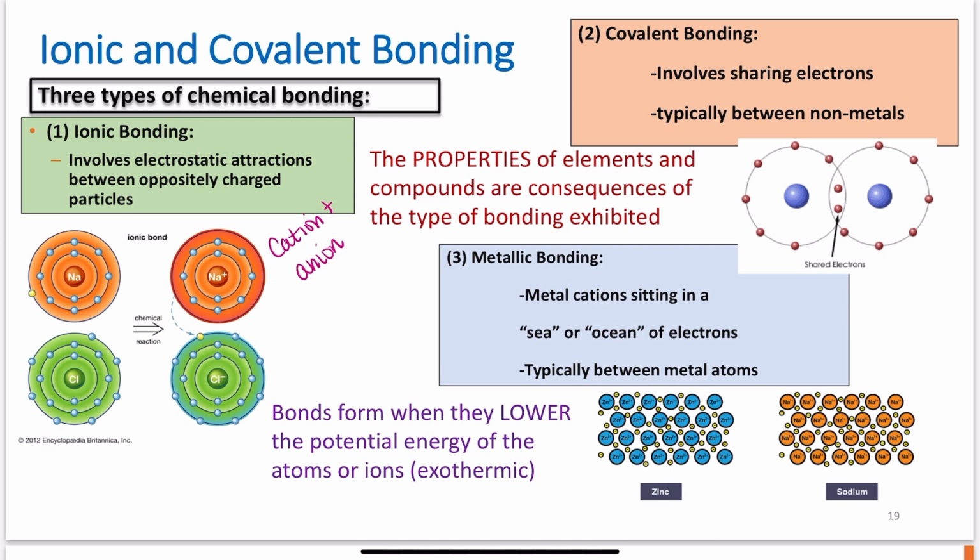So the properties of the elements in the compounds are consequences of the type of bonding that's exhibited. Bonds form when they lower the potential energy of the atoms or ions. It's an exothermic process. Again, exothermic means energy has been released.